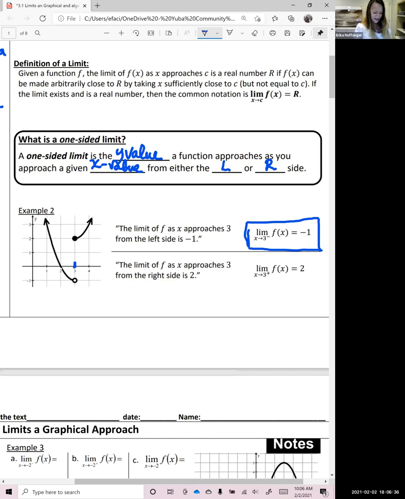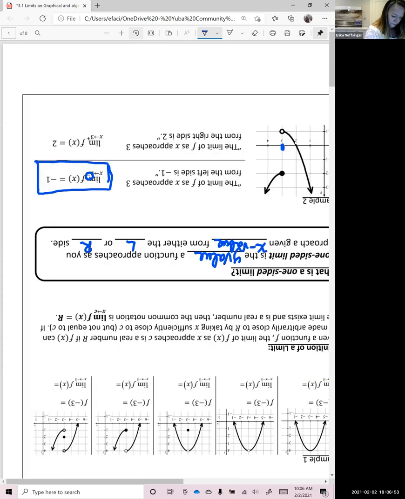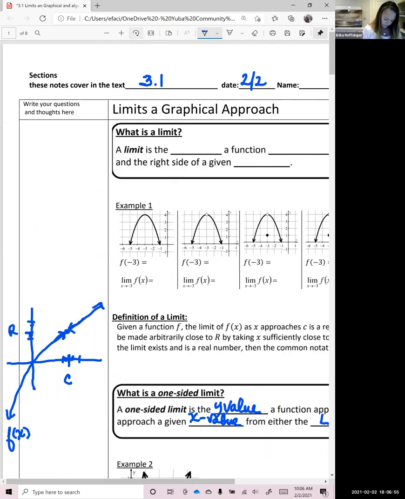And so let's look at it again. When I'm looking at a limit, I first find the x value I'm approaching. So in this case, it's 3. This says that it's on the left-hand side. Oops, I didn't want to do that. Shoot, I'm sorry about that.